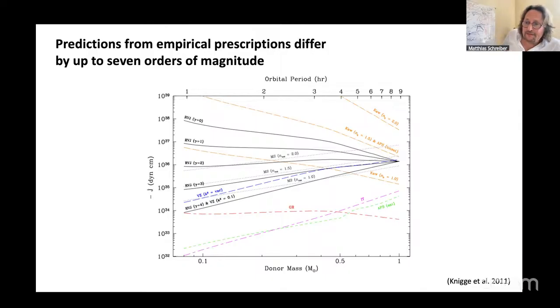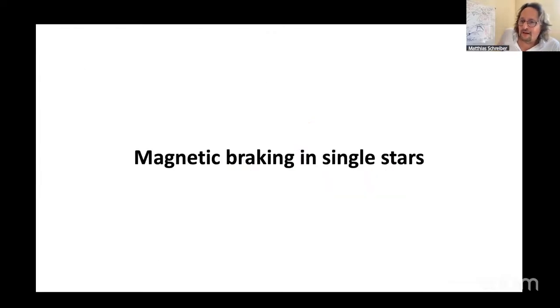However, in the last few years, there have been more and more attempts to unify magnetic braking prescriptions. These attempts have proceeded separately, one for single stars in the single star community and one in the binary star community. So I will discuss now the two different types of constraints that are available from single stars and from binaries separately. So let's start with single stars. Magnetic braking in single stars, what can we learn from single stars about magnetic braking?